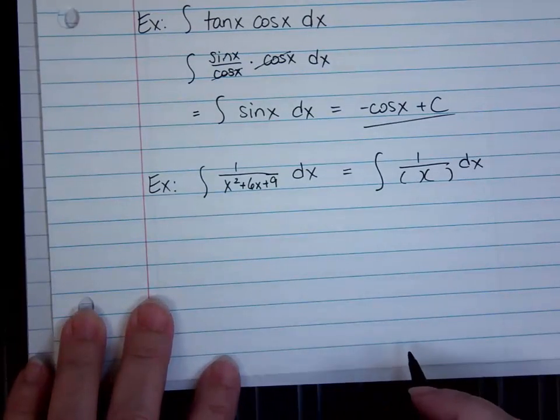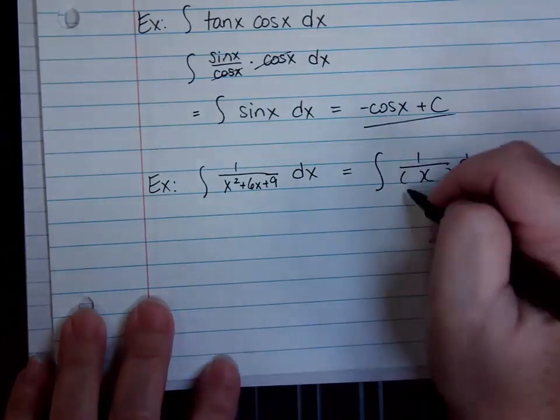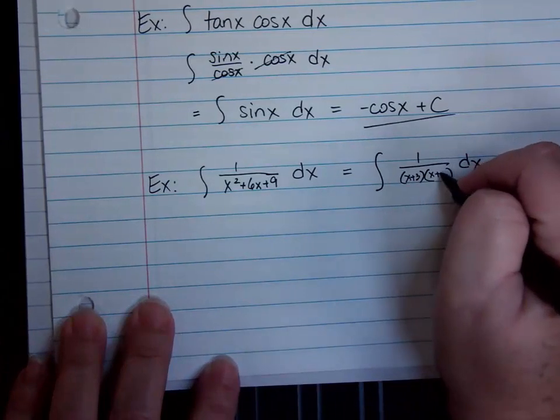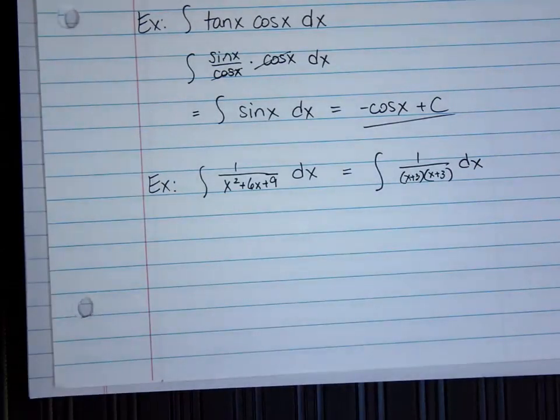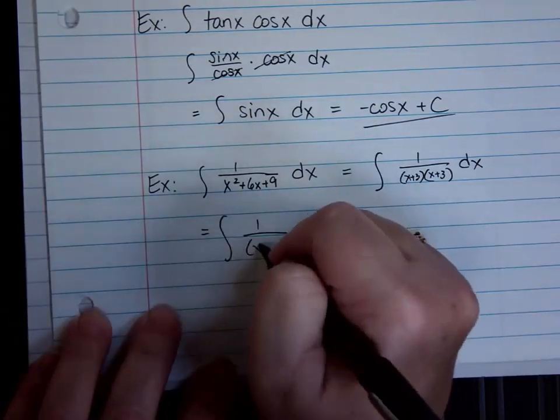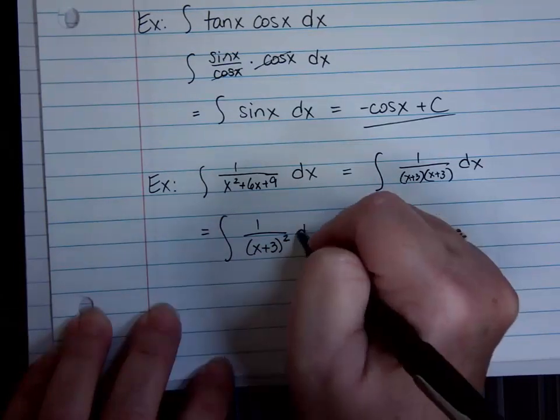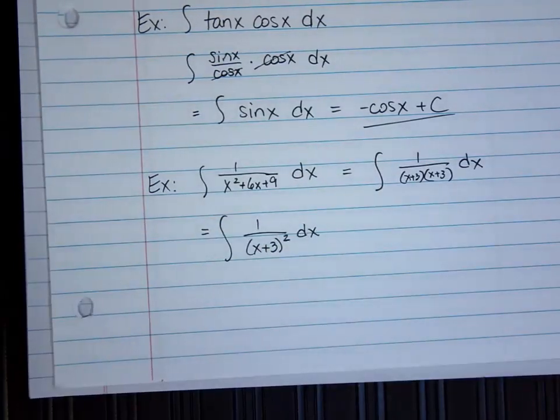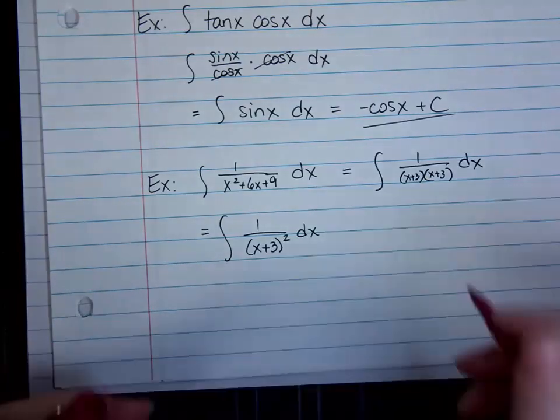How does this factor? x plus 3 times x plus 3. Oh, that's kind of interesting. Aha. So this is now going to become, I'm going to write a little bigger, 1 over x plus 3 squared dx. Now it's a u-sub. Okay, now think about it before you write anything down. What would u be? x plus 3. What's du? 1. Are we okay with a 1? Yes. We're totally okay with a 1. So u is x plus 3.